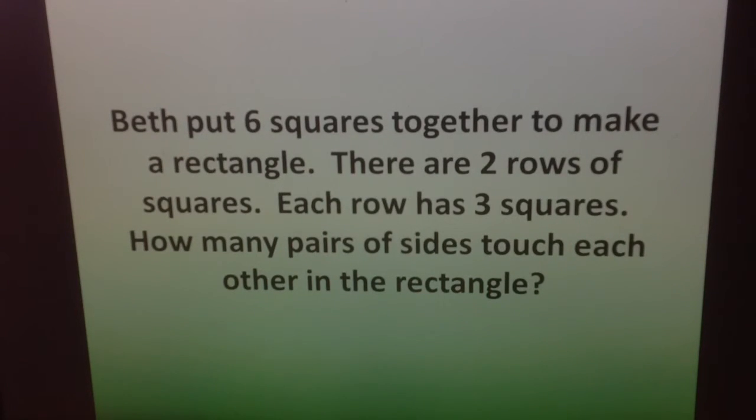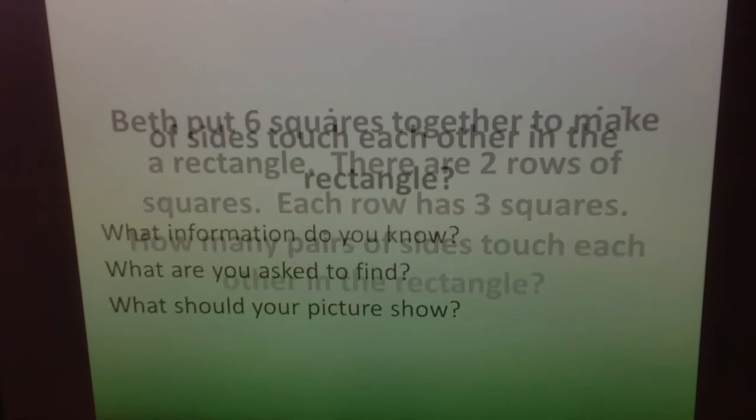Beth put 6 squares together to make a rectangle. There are 2 rows of squares. Each row has 3 squares. How many pairs of sides touch each other in the rectangle? Ooh, you really have to think about what the question's asking and what you know.